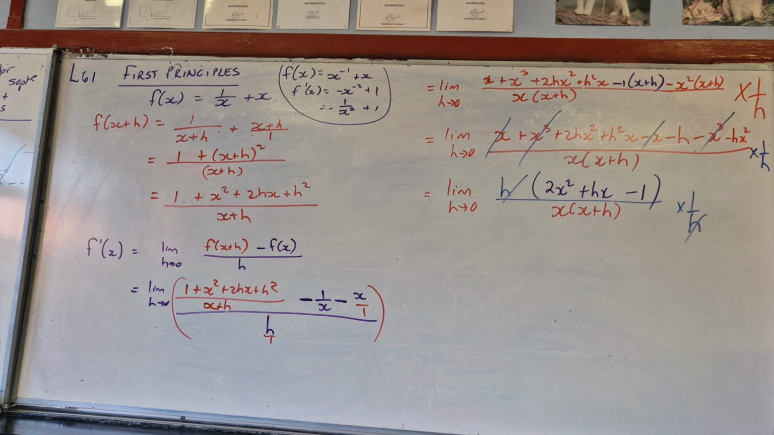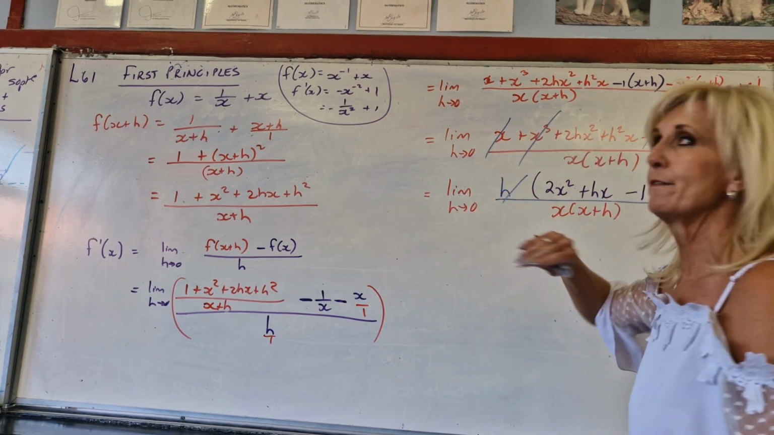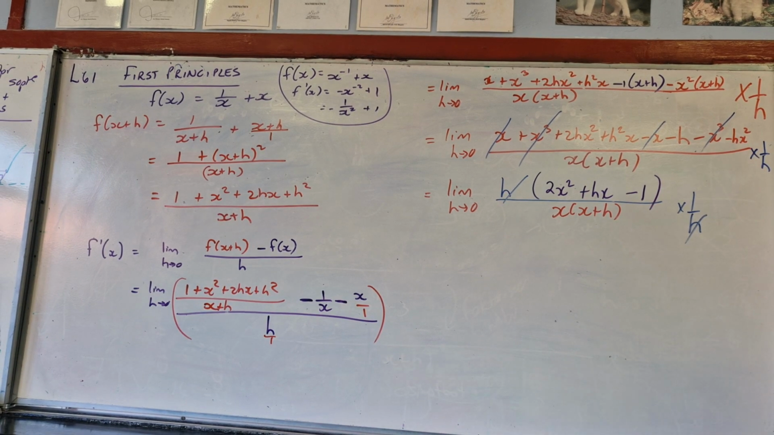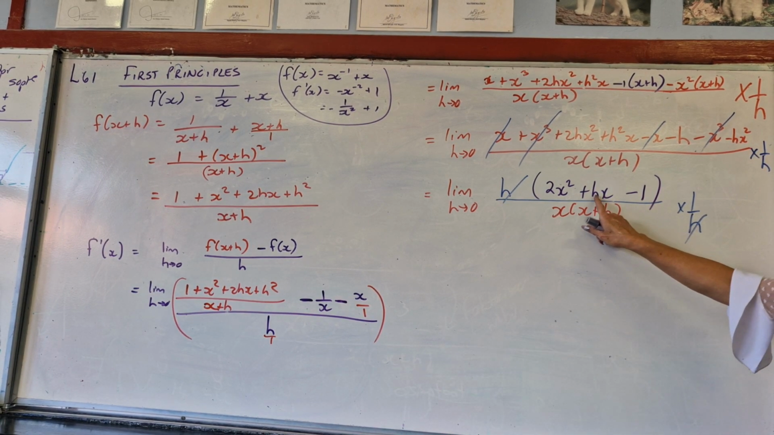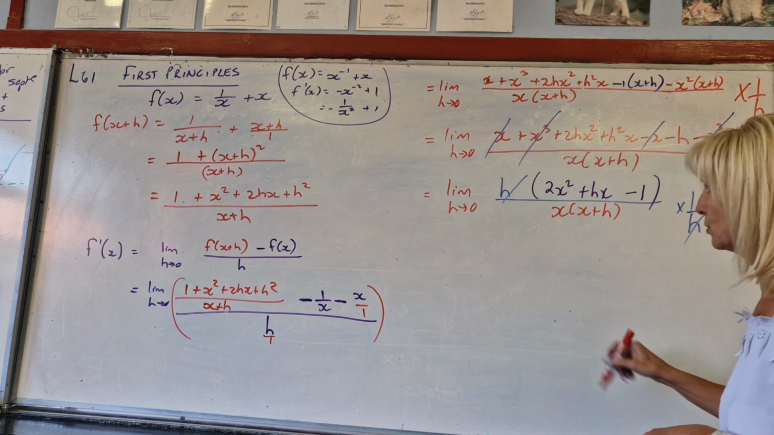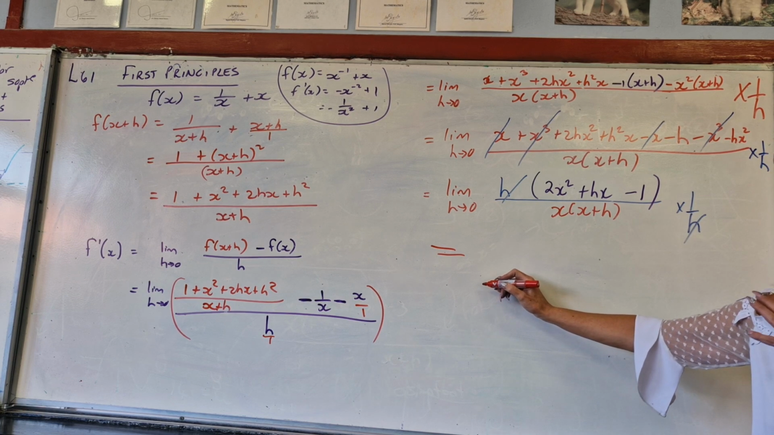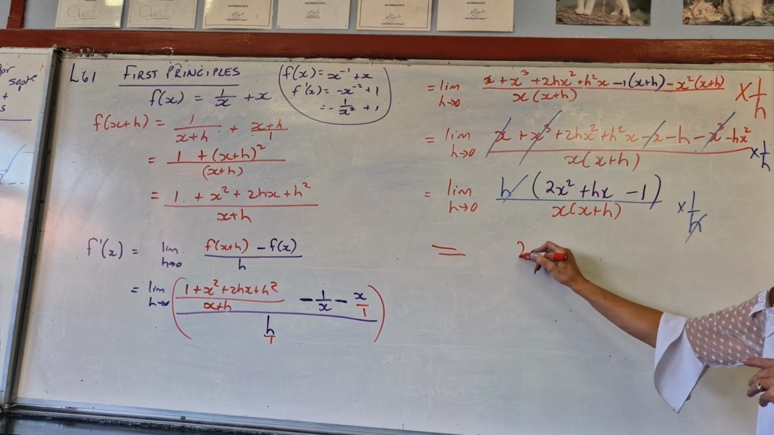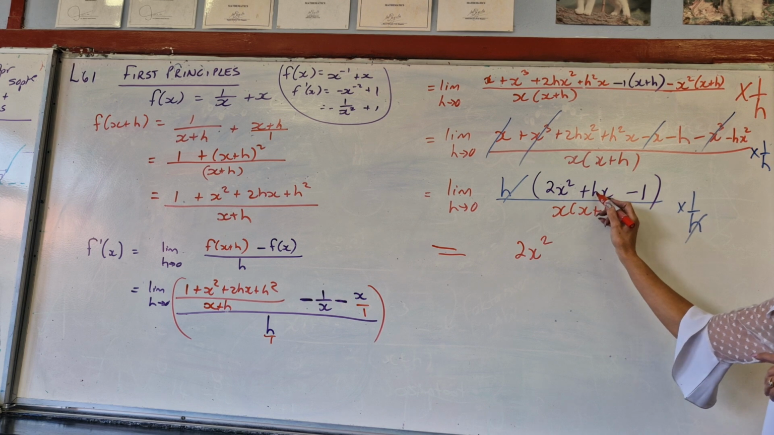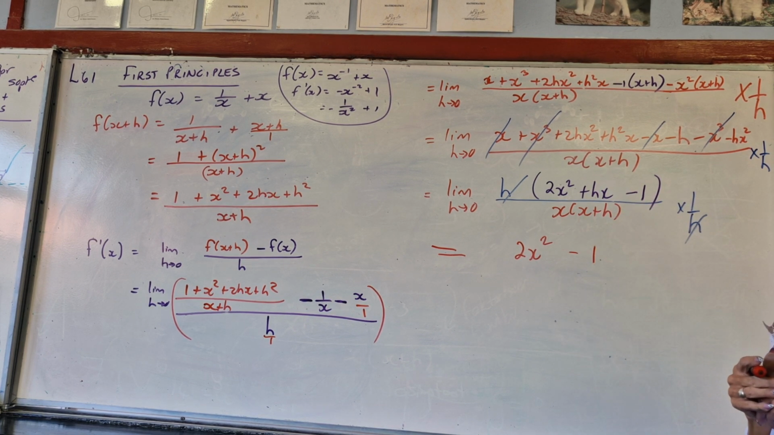Now that I've sorted out my problem, after 1, 2, 3, 4, 5 steps, can I now substitute the h with a 0? Yes. Because it's going to be there and there. And what's going to happen to the sum if I do the substitution? It'll be equal to, no more lim here because I'm substituting. So this will be 2x squared. This will be 0. And then minus 1. Happy on that?